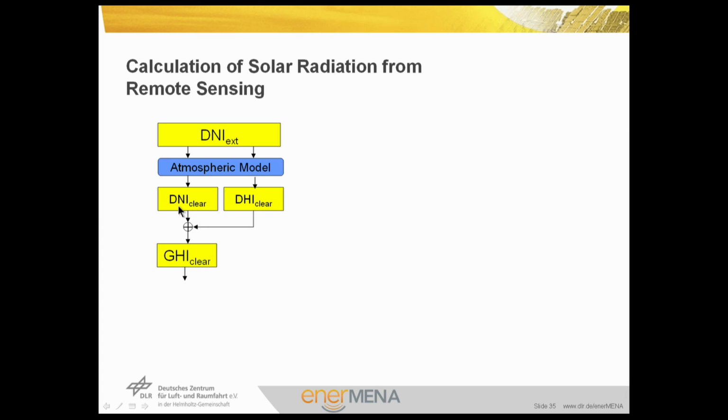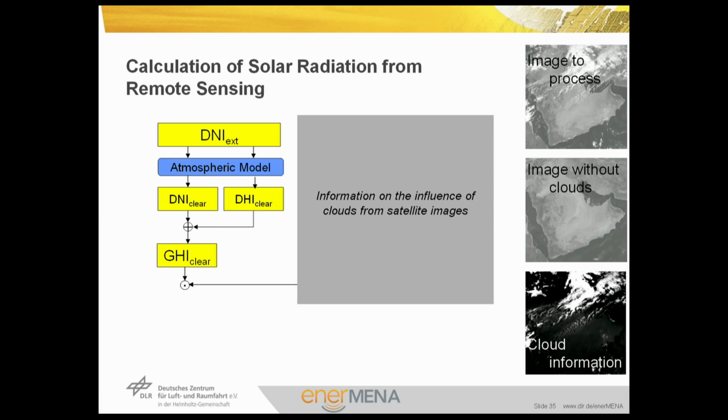So we now followed the way from the extraterrestrial DNI to the clear sky GHI and the clear sky DNI. Now we have to include information on clouds, and this information can be obtained from satellite images. This is explained in the 3 pictures on the right hand side. So let's say we want to calculate the DNI on the ground for the time at which we took this picture. We can compare this picture with an image of the same area without clouds, and by this comparison we can obtain cloud information. So then it's possible to calculate the surface GHI.